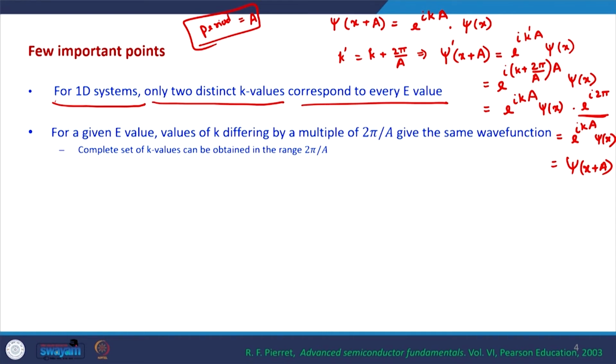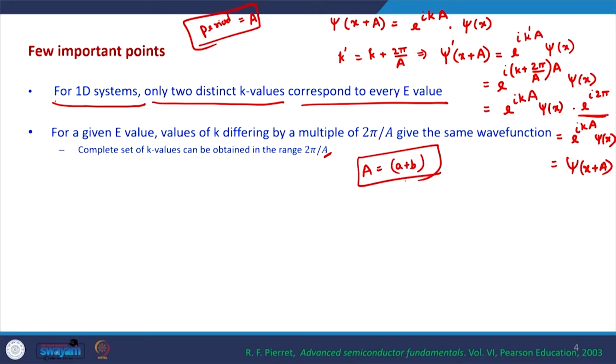Okay. So, the complete set of k values exist in the range of 2 pi by A, where A is the period of the potential profile. In our KP model discussion, the period of the potential profile was small a plus b. In that case, capital A was small a plus b.